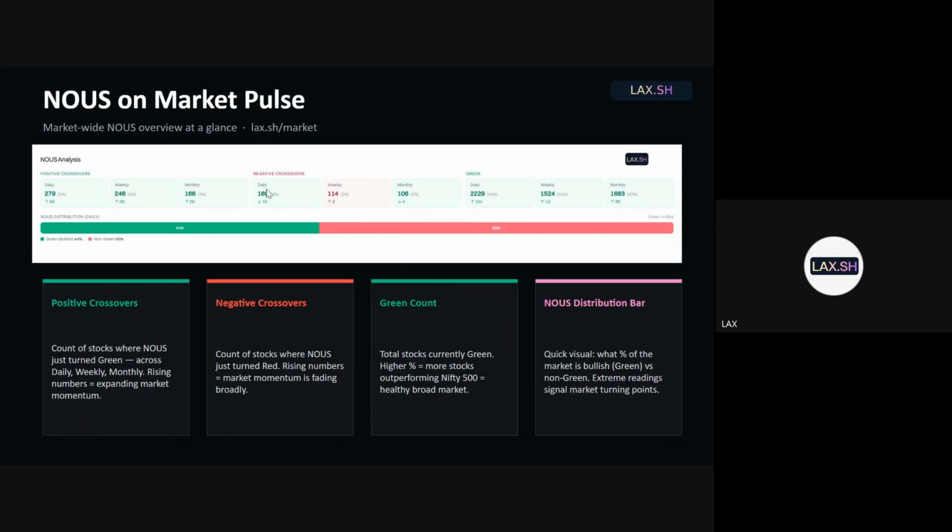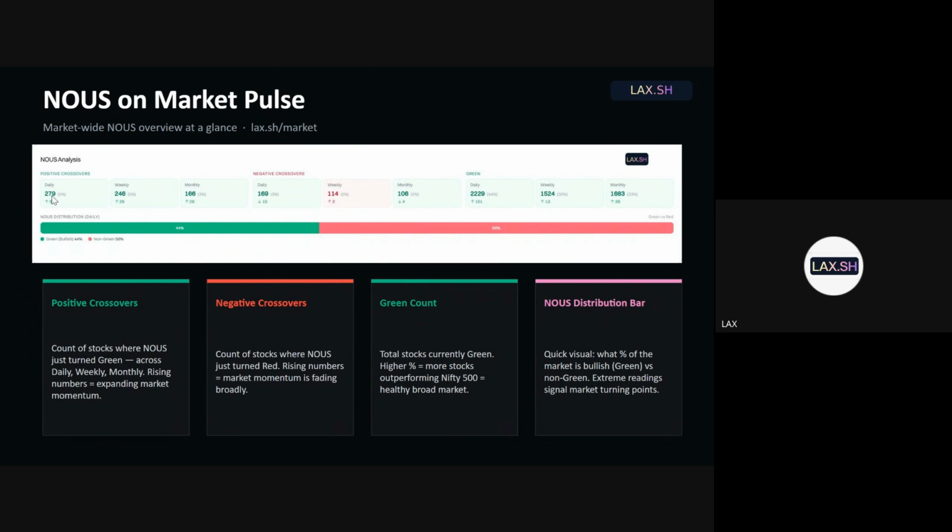But this one is green. This one is green simply because although there are still negative crossovers in daily and monthly, they are less than yesterday, right? Yesterday there were 15 more in daily and four more in monthly. So now it is becoming better. You understand? So similarly, this card could also become red.